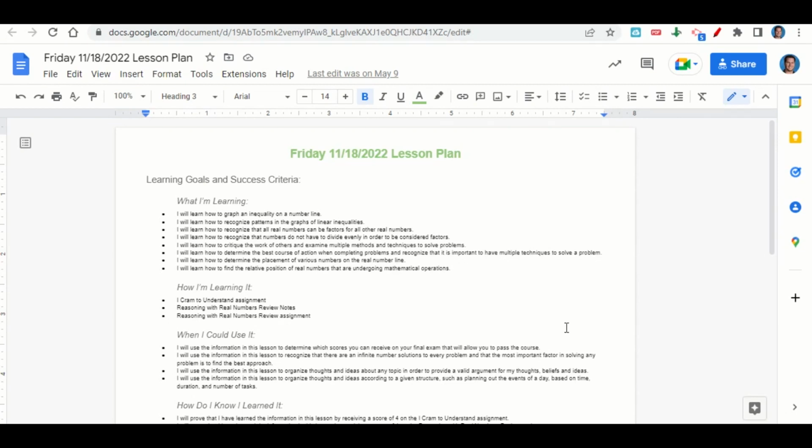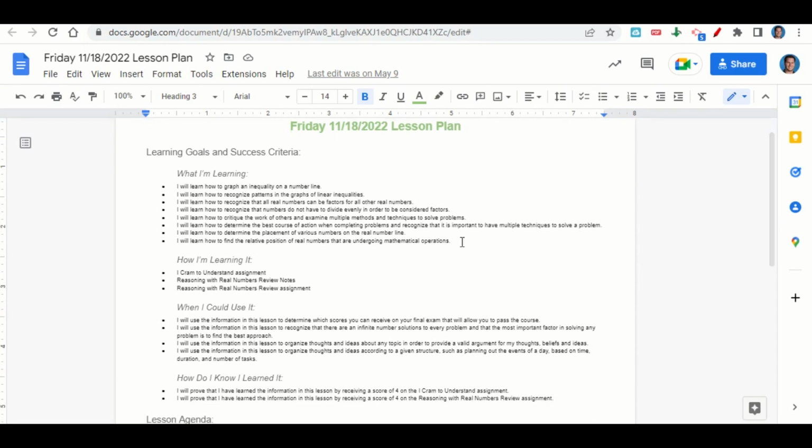recognize that there are an infinite number of solutions to every problem and that the most important factor in solving any problem is to find the best approach, to organize thoughts and ideas about any topic in order to provide a valid argument for your thoughts, beliefs, and ideas, and to organize your thoughts and ideas according to a given structure, such as planning out the events of a day based on time, duration, and number of tasks.